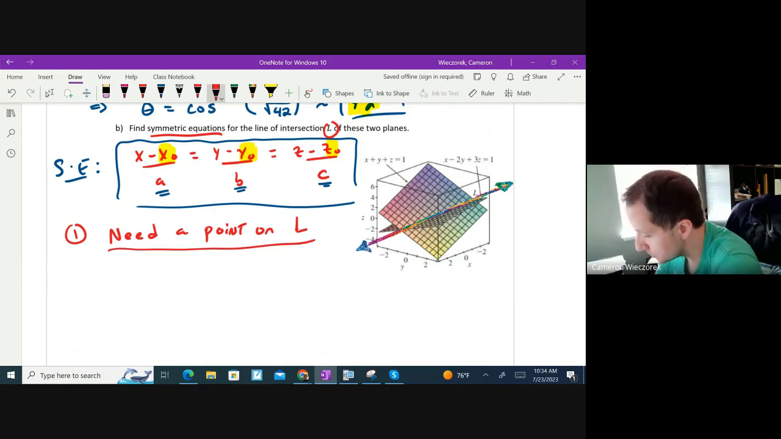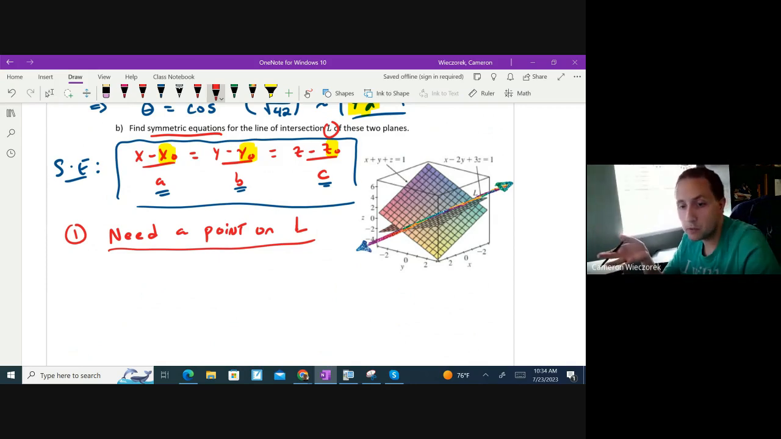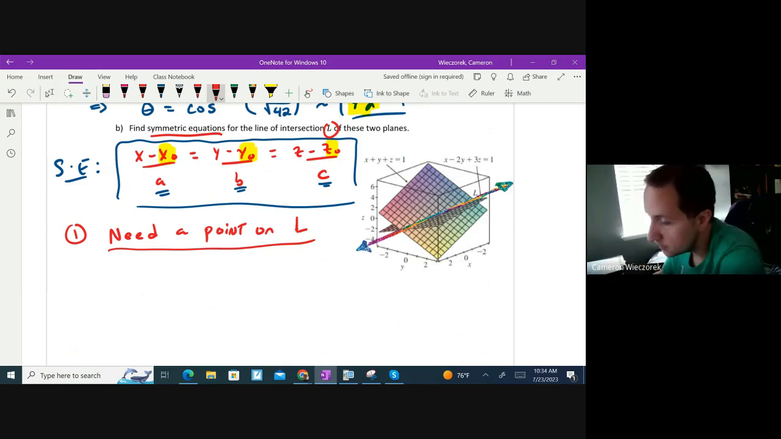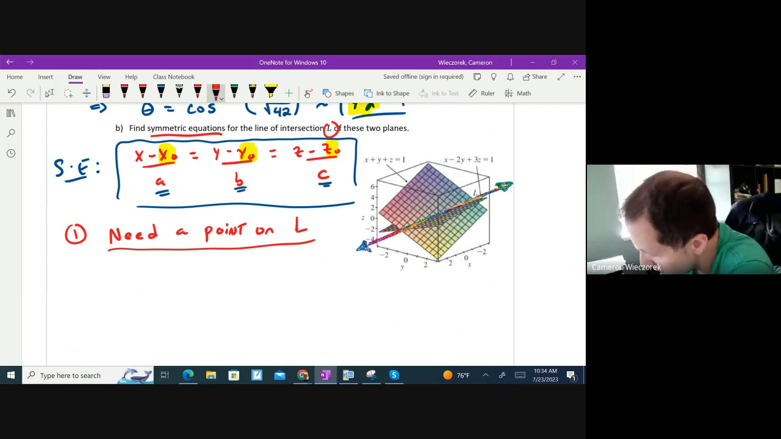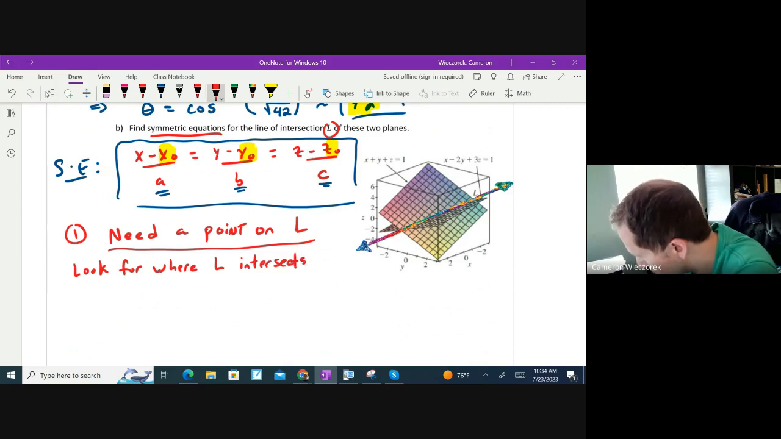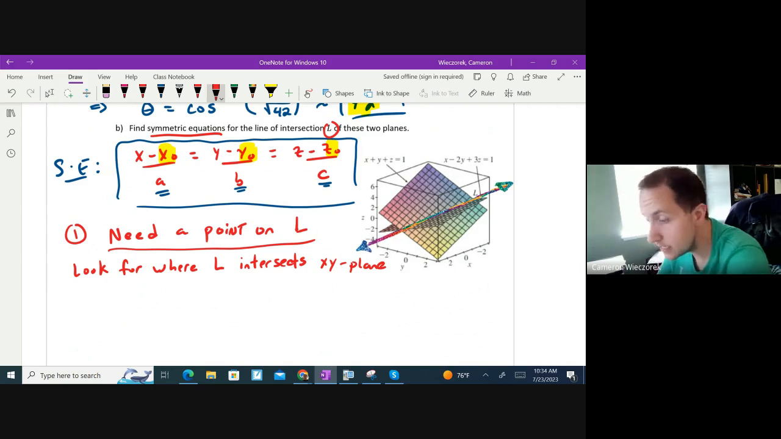There's different ways you can do this. What I usually try to do is find the point that intersects one of the three most popular planes, either the XY plane, the YZ plane, or the XZ plane. So I'm going to do an easy one. I'm going to look for where L intersects the XY plane. So I'm going to let Z equal 0.